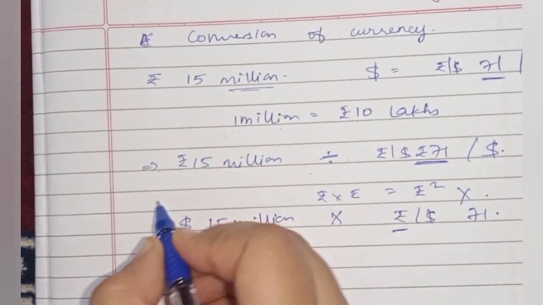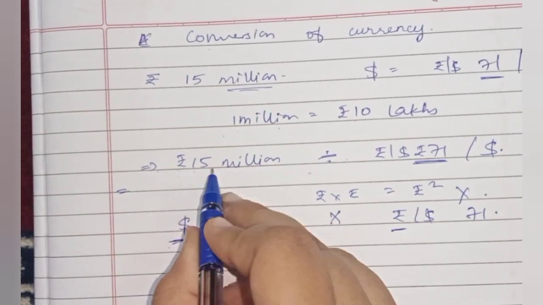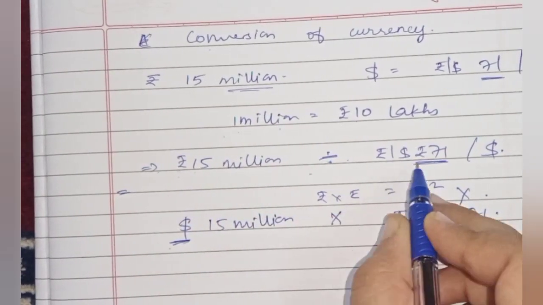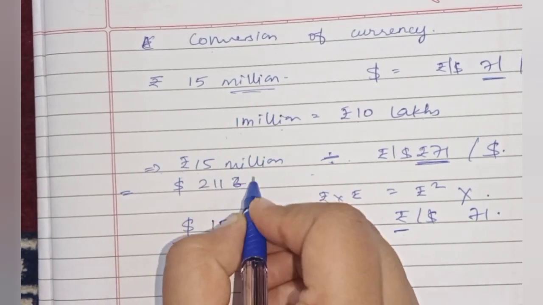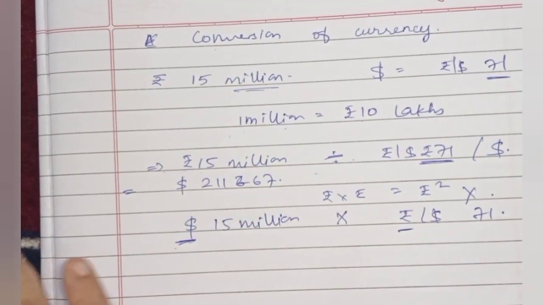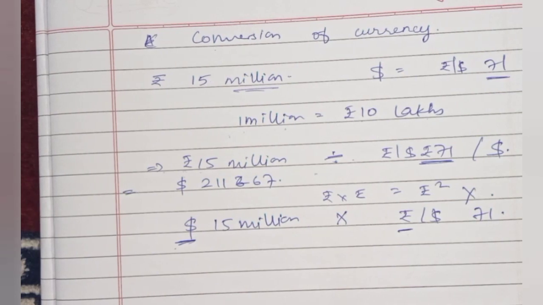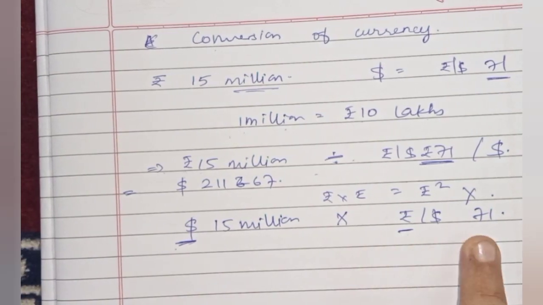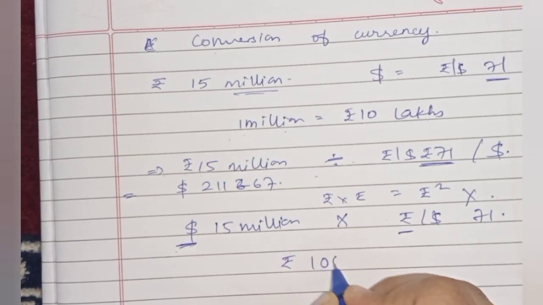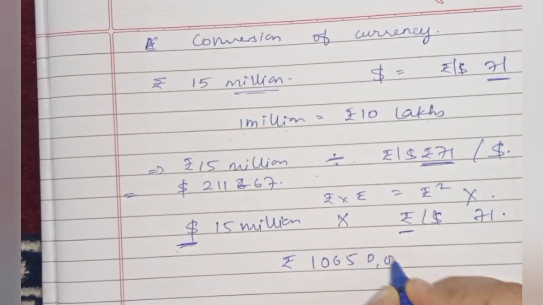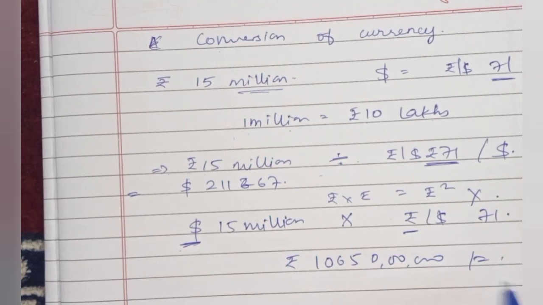So the answers will be: when 15 million rupees is converted into dollars, the answer will be $211,267, and here the answer will be 15 million into 71 for rupees. So the amount will be 106,50,00,000. This is the amount.